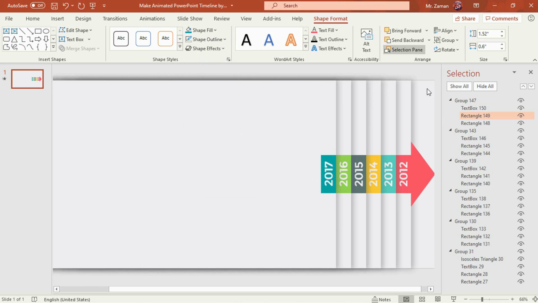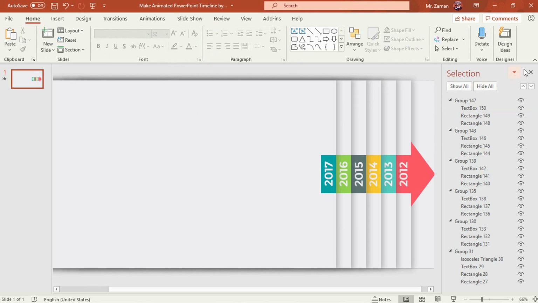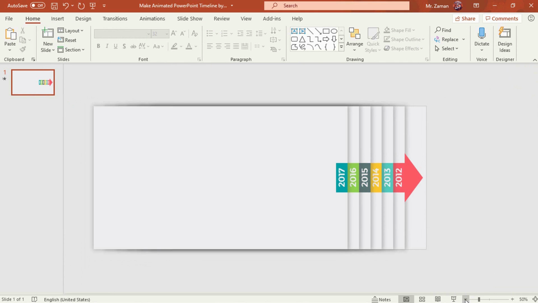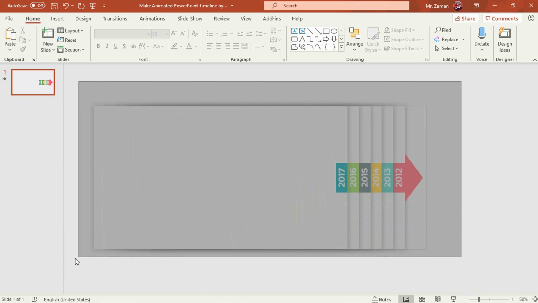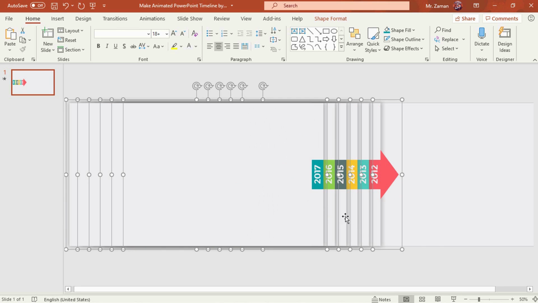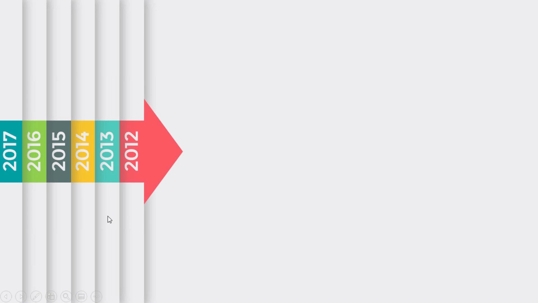So now we have all these 6 groups of objects that we need for creating this presentation slide. We are done with the first step. Now let's move forward to the next step. First, we need to select all these groups, then holding the shift key, drag them to the left. You should place them in a way so that if you start the slideshow, it looks like this.